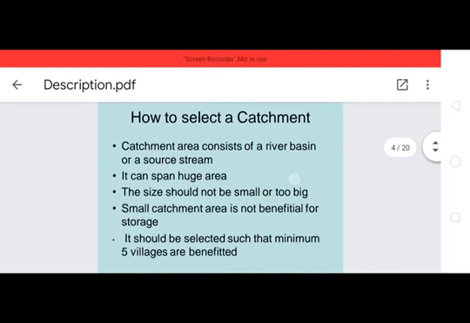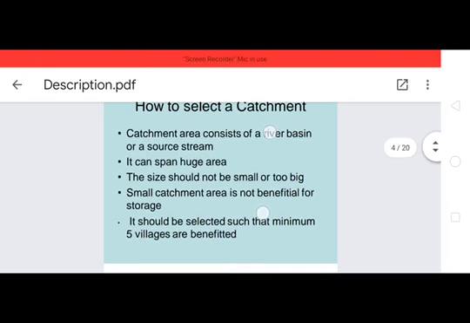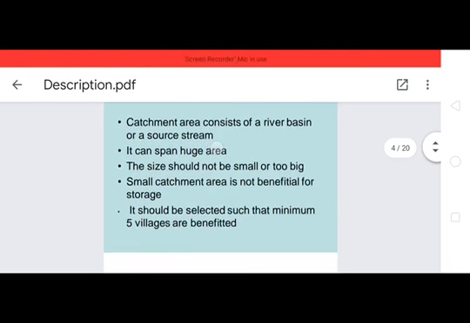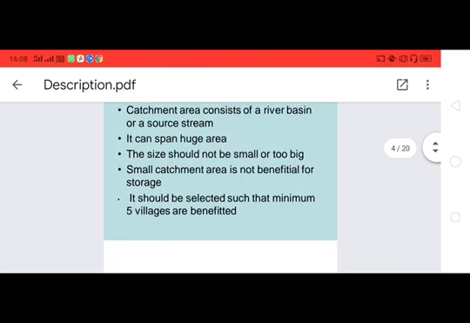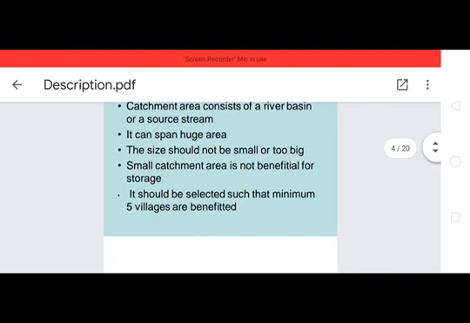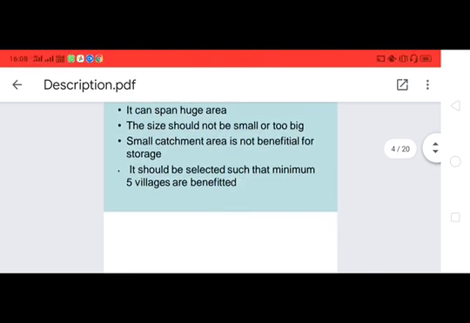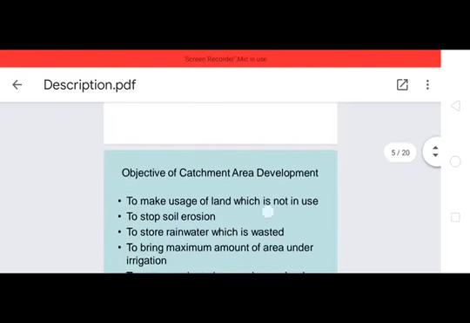Then how do we select a catchment area? How we select it is summarized in these points. A catchment area consists of a river basin or a source stream. It can span a huge area. The size should not be too small or too big. A small catchment area is not beneficial for storage. It should be selected such that a minimum of 5 villages are benefited. Remember that point, it must be 5 villages. A minimum of 5 villages should be benefited by your catchment.